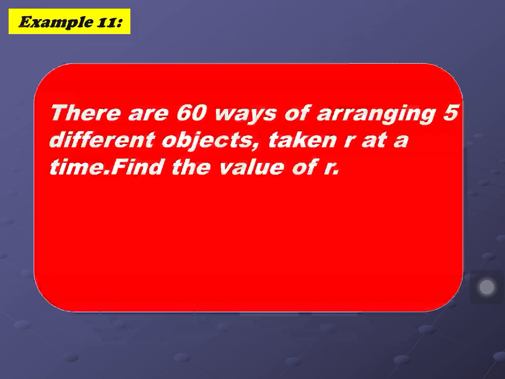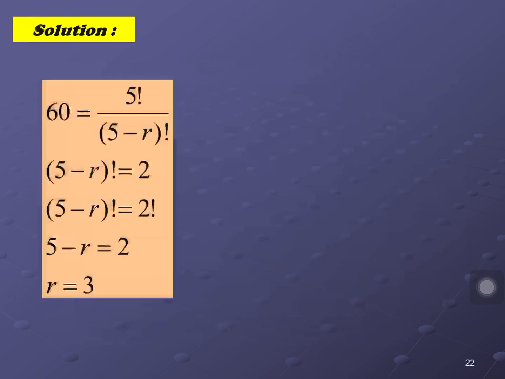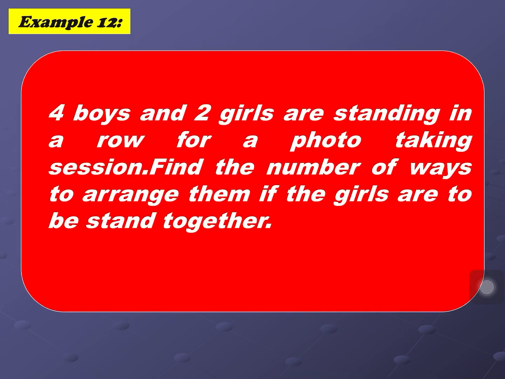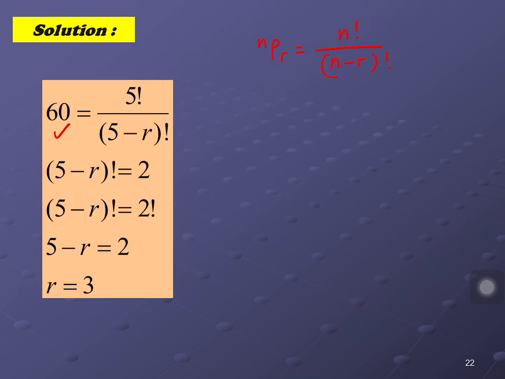So example 11. There are 60 ways of arranging 5 different objects taken r at a time. Find the value of r. So now we have the number of ways. We have 5 different objects, but we don't know how many we pick. So what's the formula? The formula to get the value of nPr is n factorial over n minus r factorial, right? Because we know it equals 60, we put everything inside the formula.